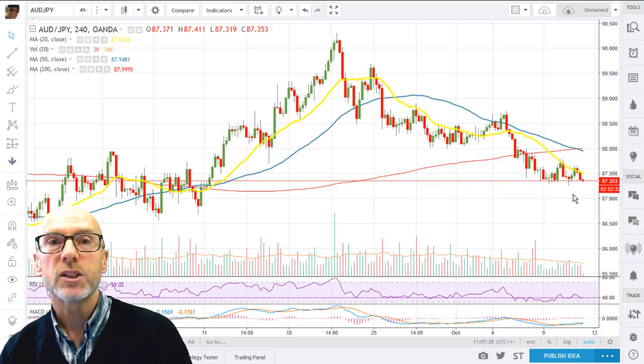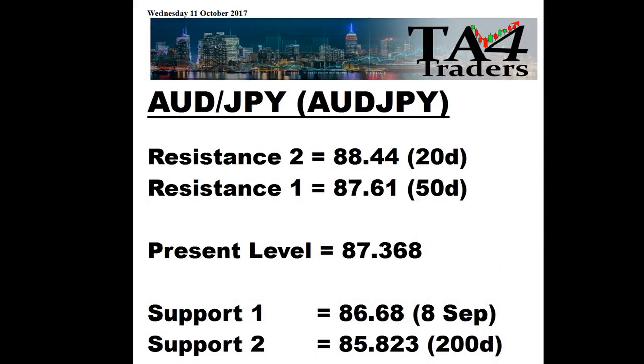Looking at the support levels in the market, support from the 8th of September at 86.68 and then 85.823, which is the 200-day, with the resistance from the 50-day at 87.61 and the 20-day at 88.44.